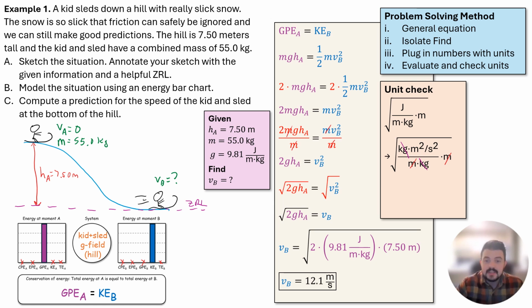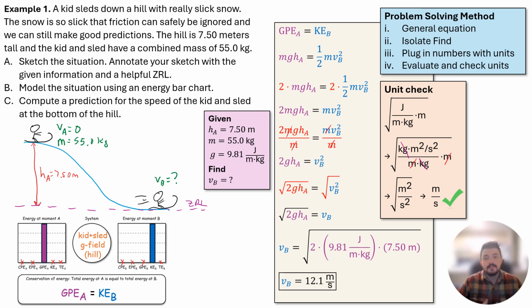And now I'm noticing that I have mass dividing with mass. Sorry, I messed that up. Now I have meters divided by meters. I have kilograms divided by kilograms. So all those divide to 1. What I'm left with in the end is the square root of meters squared per second squared, which of course is just meters per second. And so now I'm happy. My units worked out. I know how fast the kid is going at the bottom of the hill. It's 12.1 meters per second.